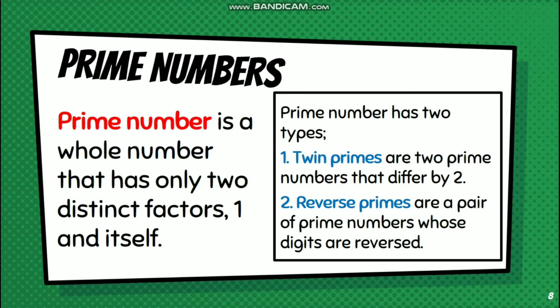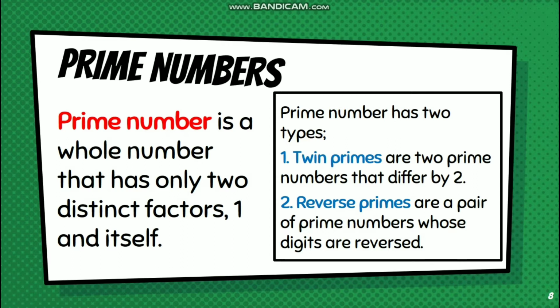So we have two types of prime numbers: twin primes and reverse primes. Twin primes are two prime numbers that differ by 2, or if you subtract them, the answer is 2. And reverse primes are a pair of prime numbers whose digits are reversed, meaning if you interchange the two digits, it will result in another prime number.